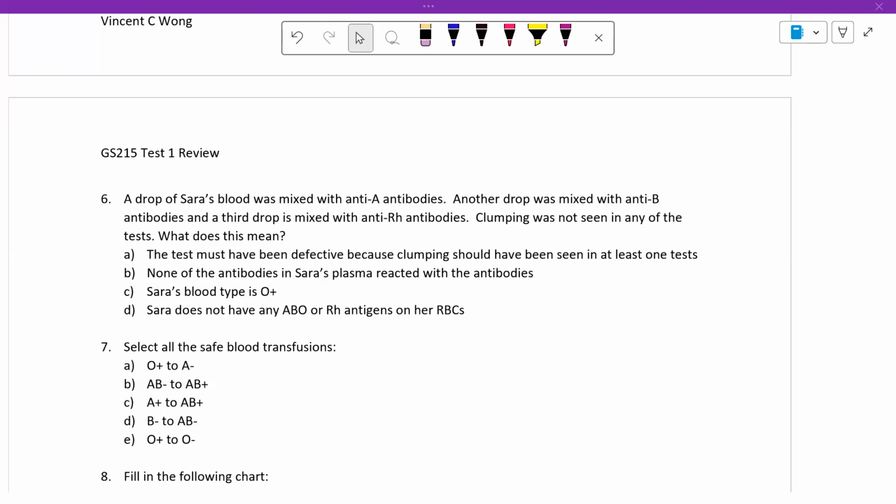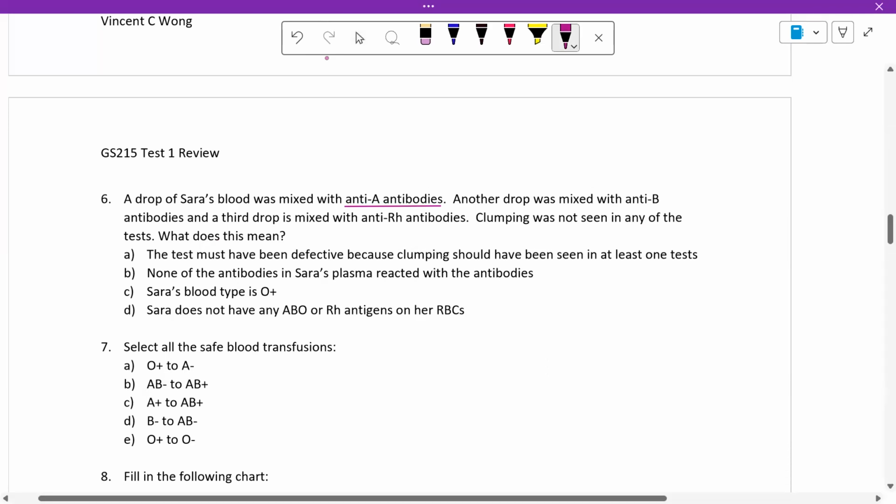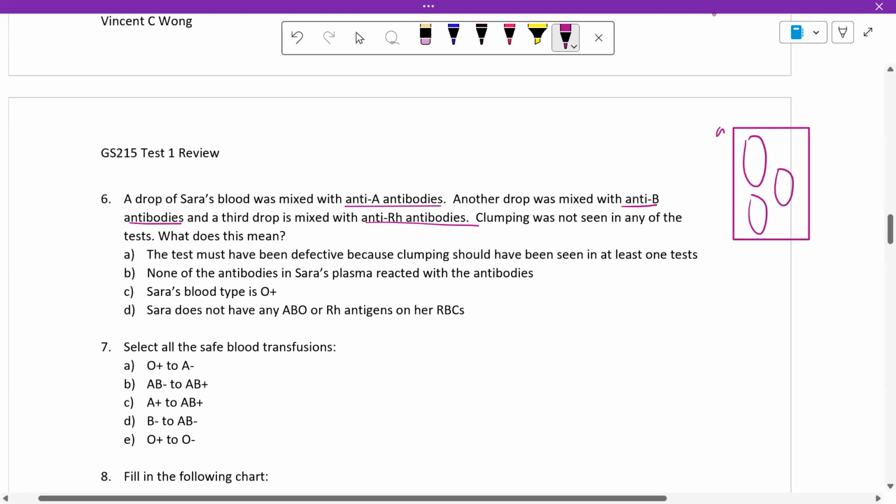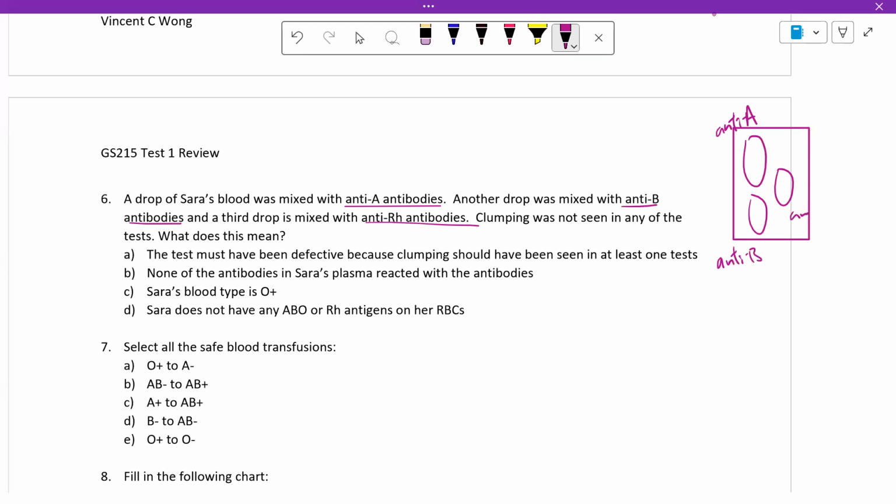Okay. Let's take it up. I only got half the people answering, but that's okay. We got to move on. All right, so let's take a look at the choices and see if there's anything wrong with them. A drop of Sarah's blood was mixed with anti-A antibodies. Another drop mixed with anti-B, and then the third mixed with Rh. So that's the lab stuff that we talked about. I don't know if you remember seeing this. So this is anti-A, anti-B, and then anti-Rh.